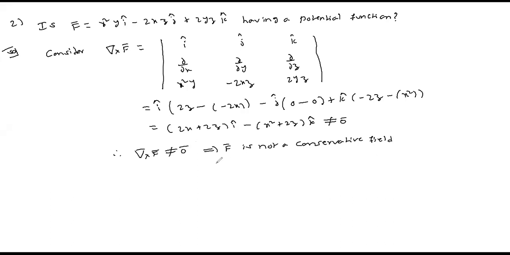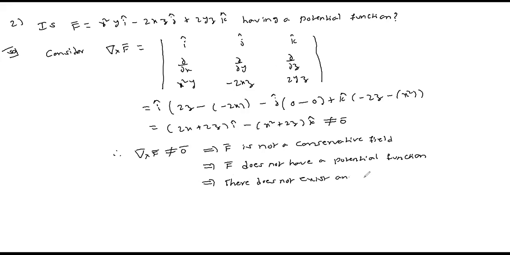F bar is not a conservative field, and hence we can conclude that f bar does not have a potential function. What do you mean by f bar does not have a potential function? That means there does not exist any scalar function f such that del f equals f bar.